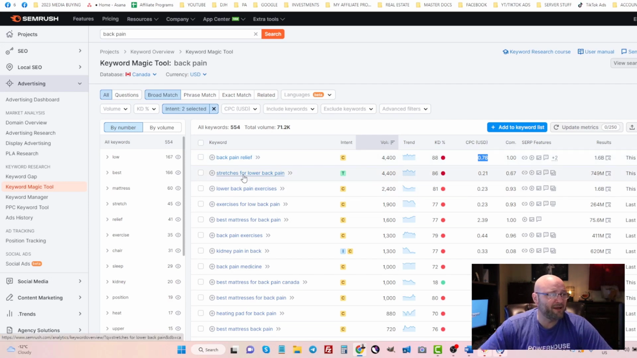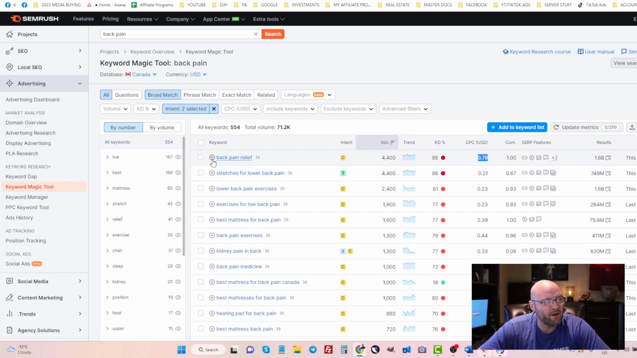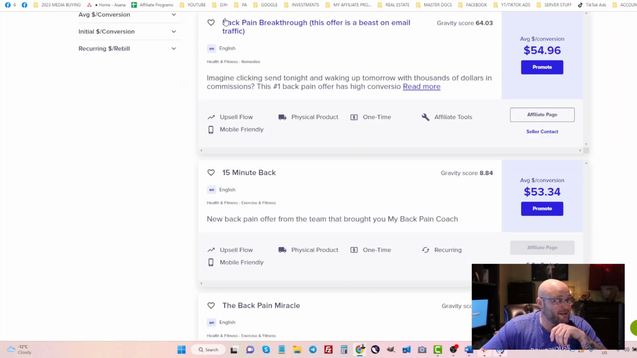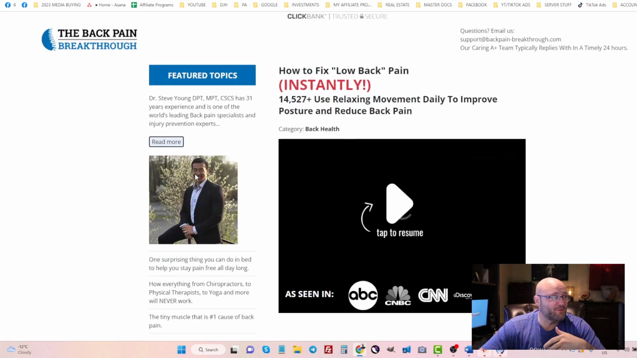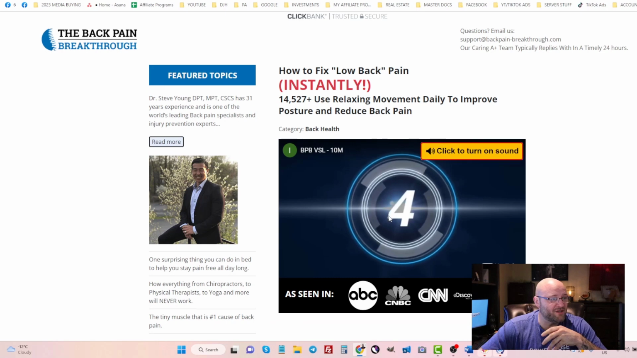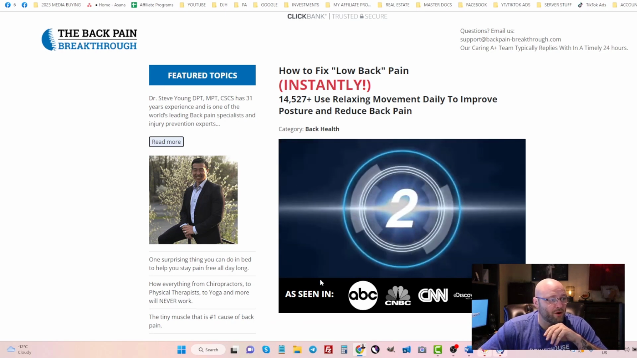Stretches for lower back pain, that's a good keyword if you have an offer that offers stretches for lower back pain. And I know for a fact there are offers on ClickBank that offer stretches for lower back pain, but I would probably use that for the offer that I'm running as well, because most of these offers have stretches. In fact, I believe the back pain breakthrough is about stretches. If you were to go to the actual offer itself and start looking at it, it's probably talking about certain stretches you can actually use for your daily routine.